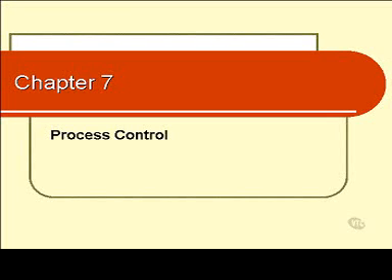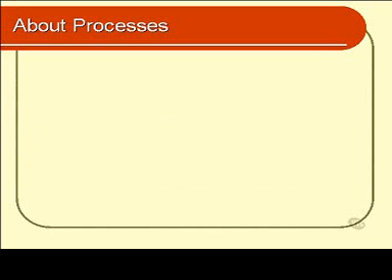This chapter is called Process Control. We will begin it by finding out what a process actually is, and then the rest of the chapter will be devoted to finding out how to control such processes. Let's begin. The first question that we have to ask ourselves is, what is a process?